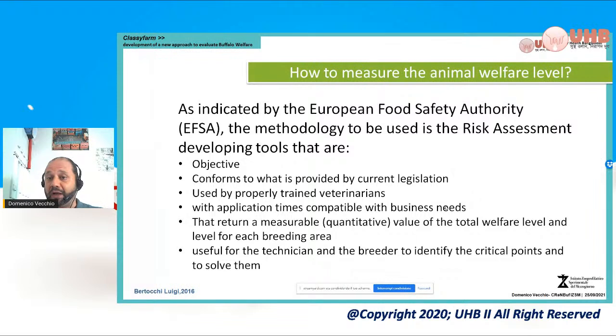How to measure the animal welfare level? As indicated by the European Food Safety Authority, the methodology to be used is risk assessment, developing tools that are objective, conform to what is provided by current legislation, used by properly trained veterinarians, with application time compatible with the business need, and that return a measurable quantitative value of the total welfare level and the level for each breeding area, useful for the technician and breeder to identify the critical points and to solve them.